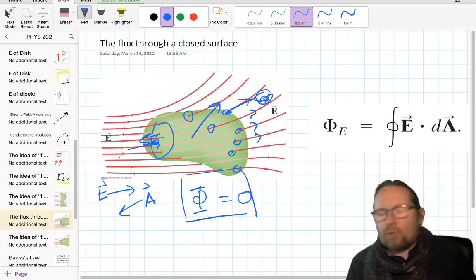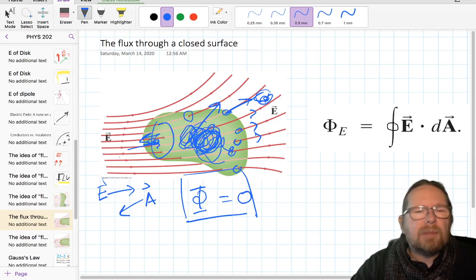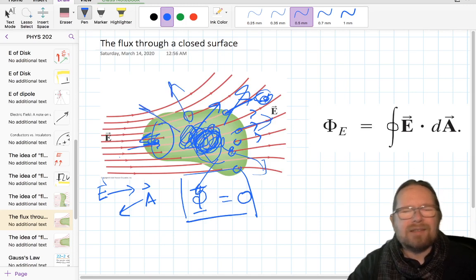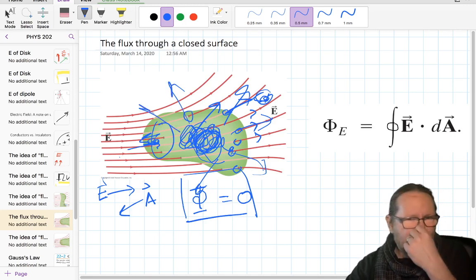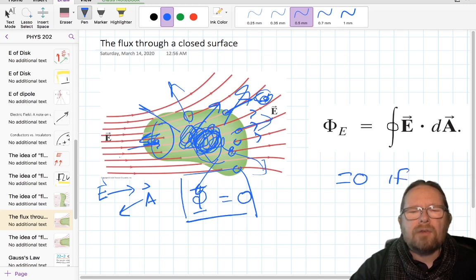That is the case for any surface that does not enclose any electrical charges. If there's no electrical charges in here, that means there will be no field lines that start from the inside of the surface. And again, we're talking about these field lines as if they're real things, which is kind of weird, but that's kind of the way you talk about it. So this is equal to 0 if there's no charge inside the surface.